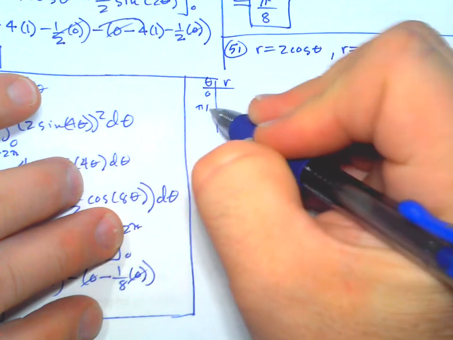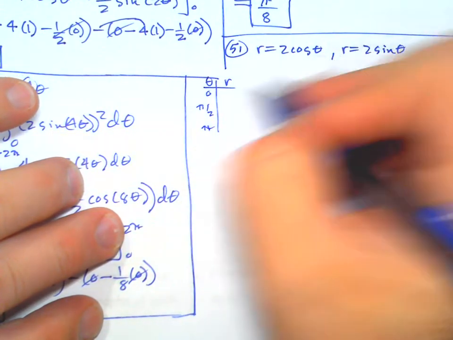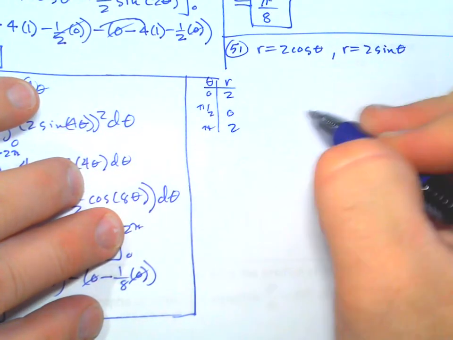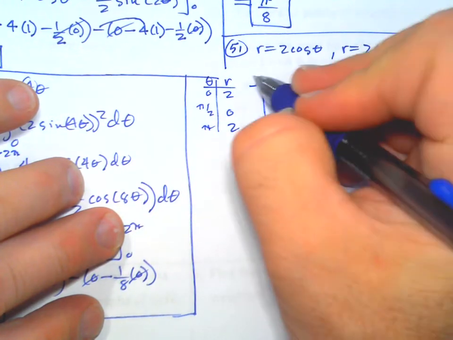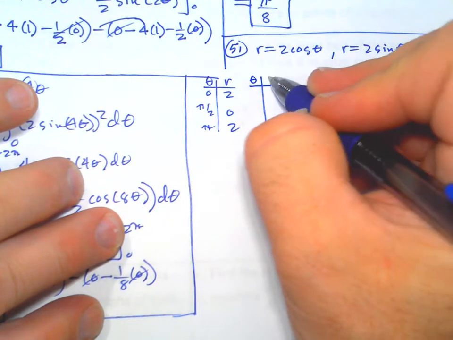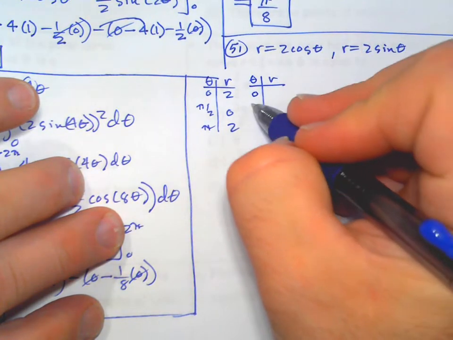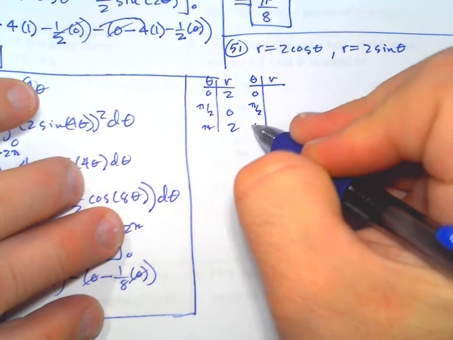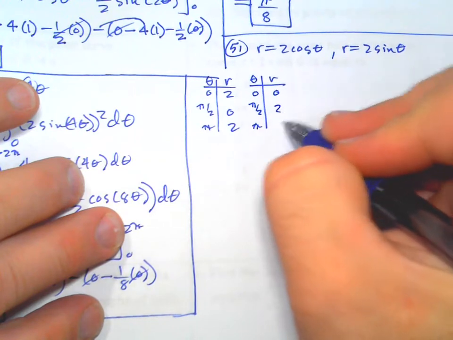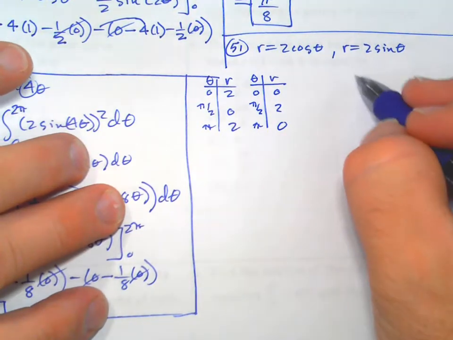Theta: 0, pi over 2, pi. Plug 0 in here, you get 2, 0, 2. And you only need 0 to pi to graph these circles. They're essentially single petaled flowers. That one's going to be 0, 2, 0. So we're going to graph them together.